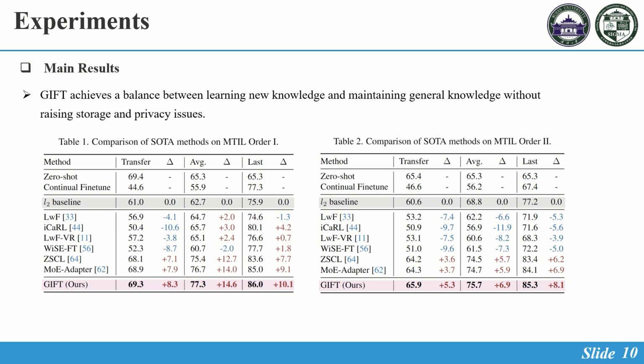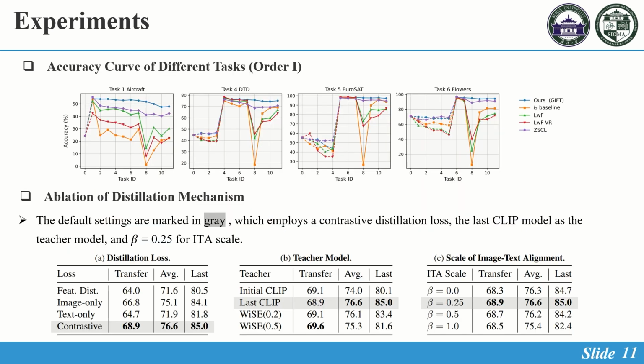We conduct experiments in two orders on MTIL and achieve state-of-the-art performance. GIFT achieves the balance between learning new tasks and maintaining general knowledge without raising storage and privacy issues. Here we present accuracy curve visualization of some tasks. We also conduct ablation experiments on the distillation mechanism involving the objective function, teacher model, and the scale of image-text alignment loss.